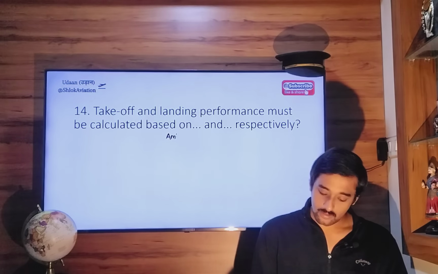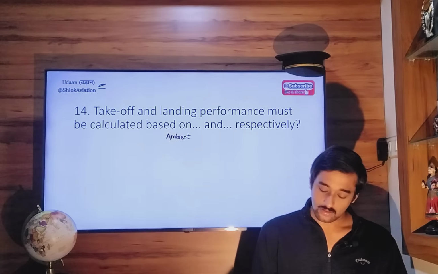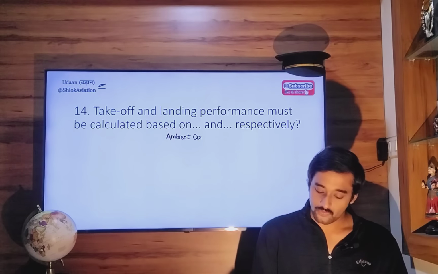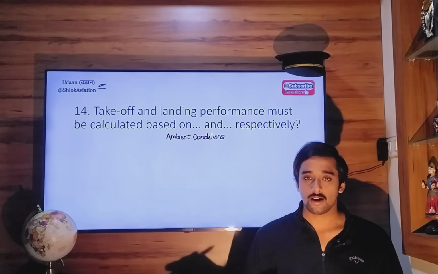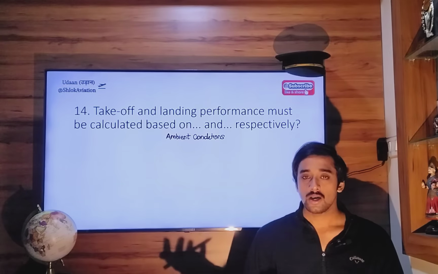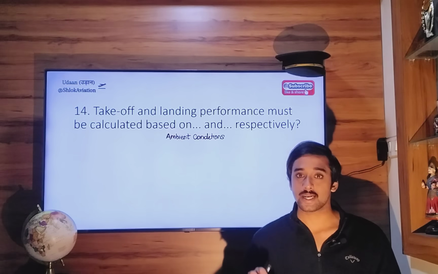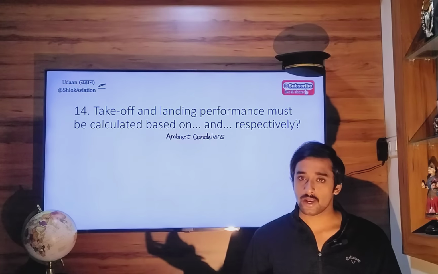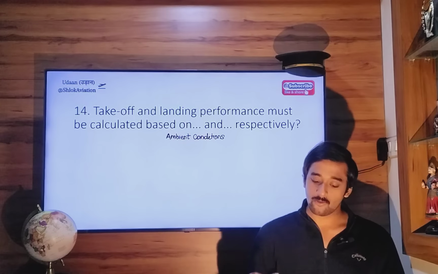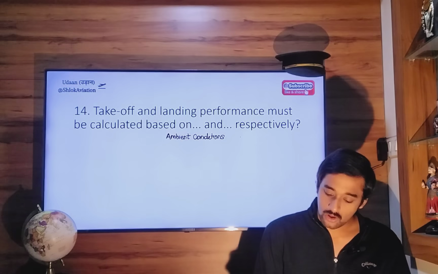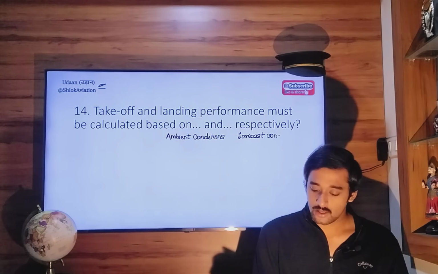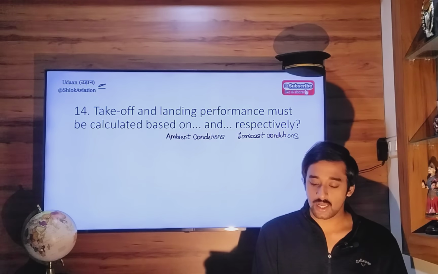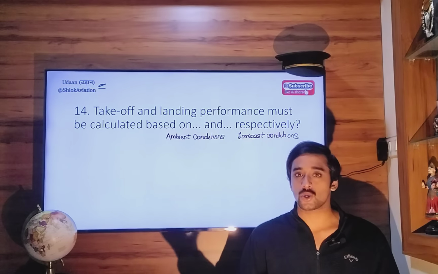ambient conditions. That means the conditions that are currently existing at the airport. Because you're going to take off after some time, after a few minutes or after half an hour or so. So you're going to have the latest reports, latest temperature conditions, atmospheric conditions, etc. But landing performances will be calculated based on forecast temperatures, forecast conditions. Now you're going to land at your destination after some time, after 1 hour, 2 hours, whatever.